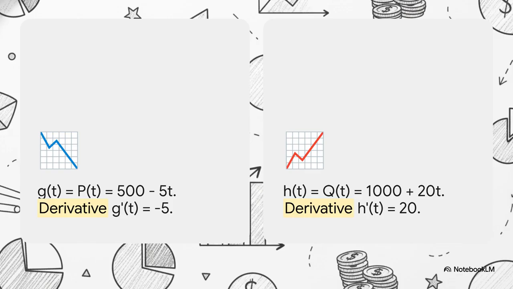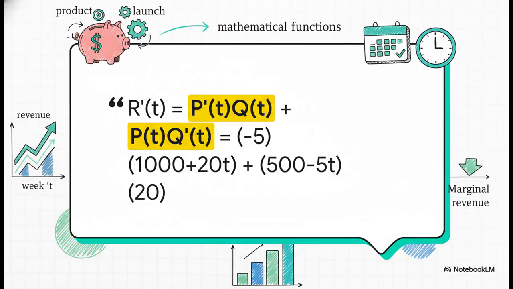Now we have all four pieces of our puzzle. And now, we simply substitute these components into the product rule formula to build our marginal revenue function. Look at what we've created here. This single function, R prime of t, is incredibly powerful. It allows us to calculate the instantaneous rate of change of our revenue at any given week. This isn't guesswork. It's a precise tool for making informed decisions about pricing, marketing, and overall business strategy.